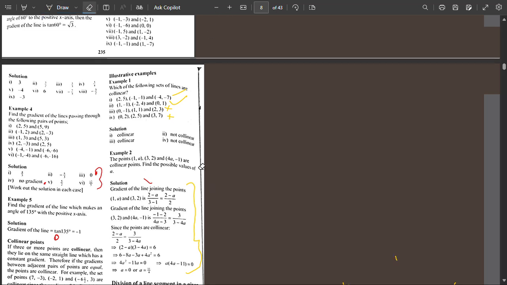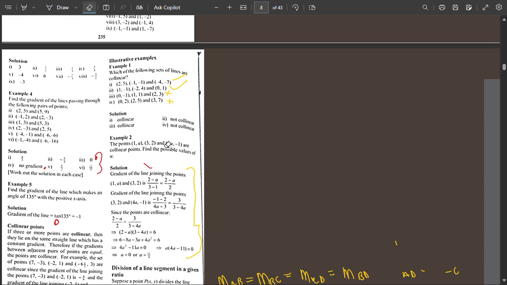Right, let me see example 2. I'll try and solve example 2. So let's see, we have point 1, A, we have another point 3, 2, and then we have a last point 4, A, 1.